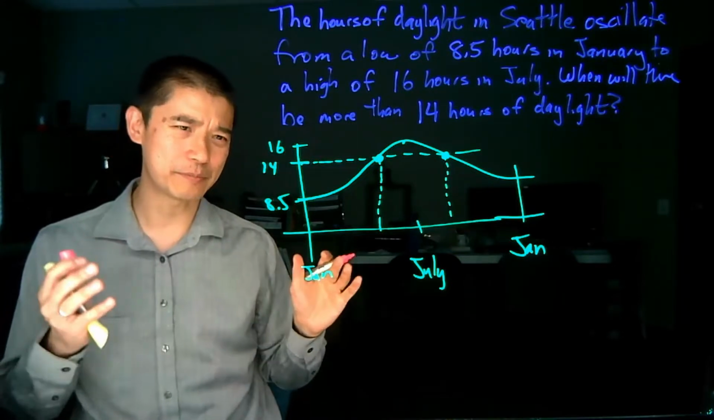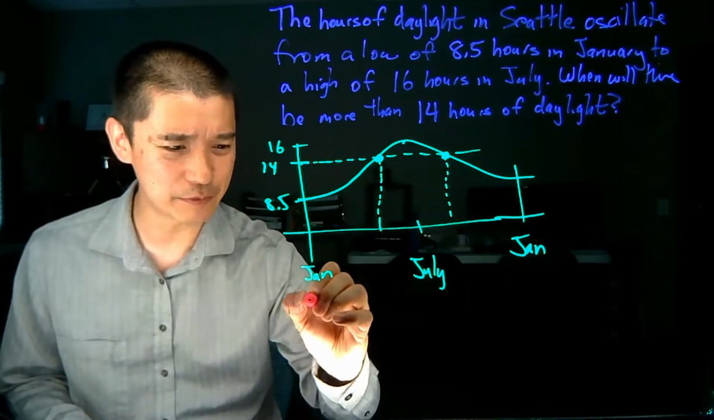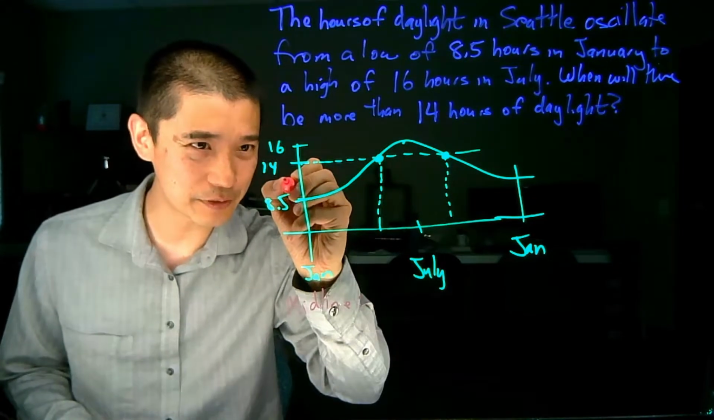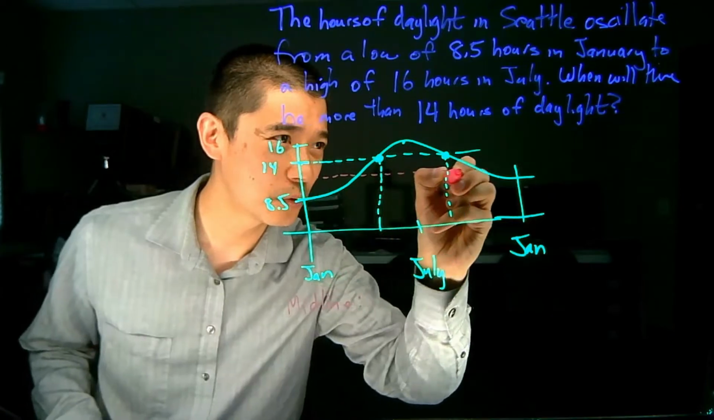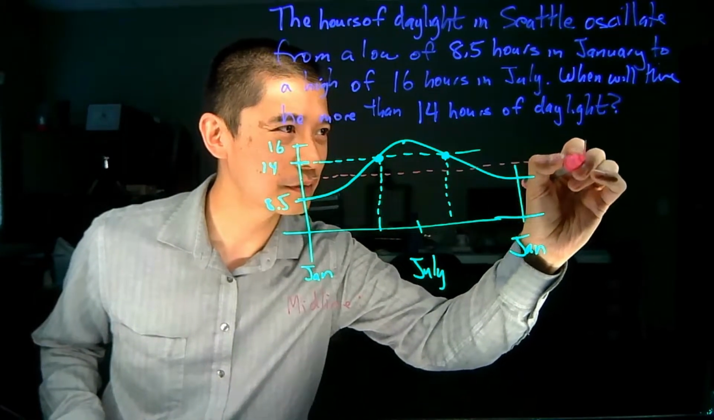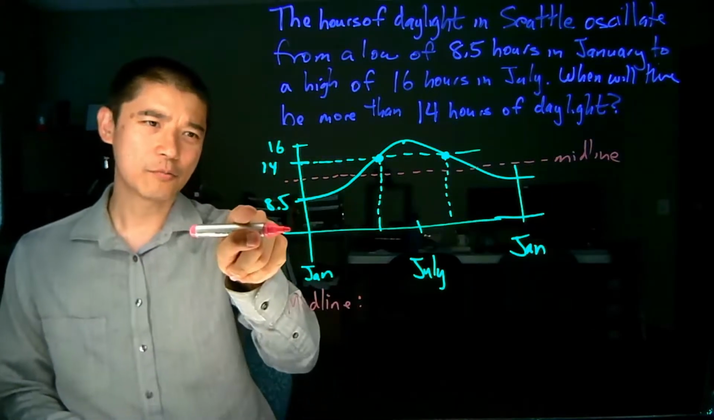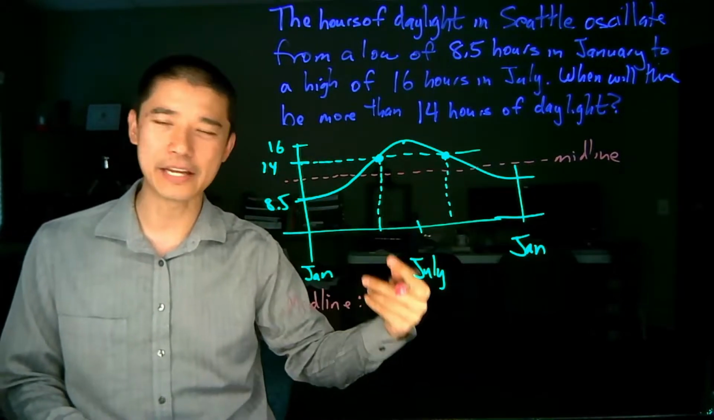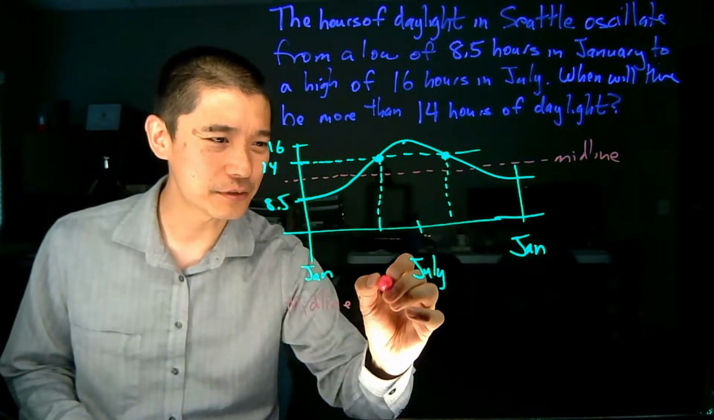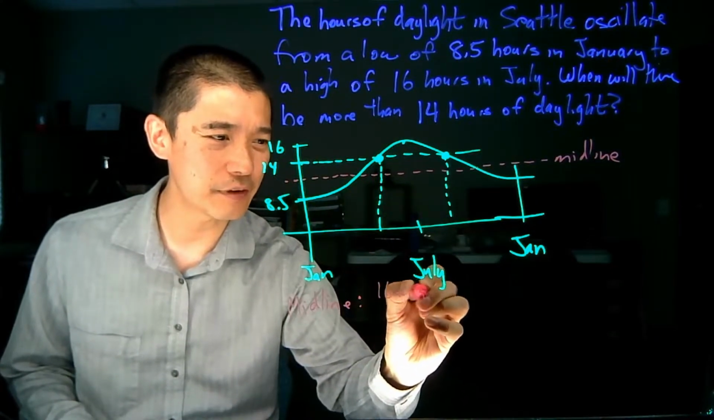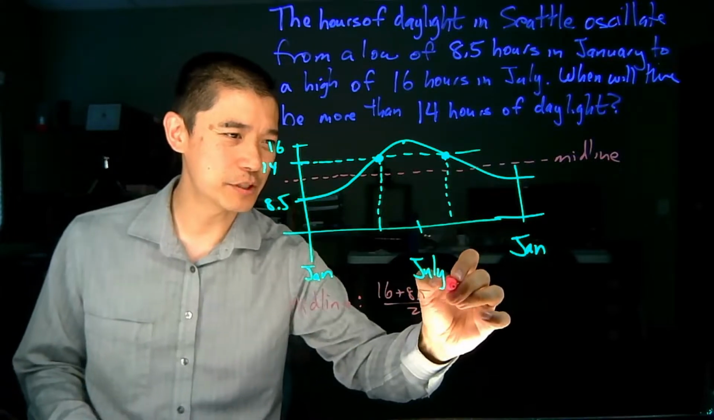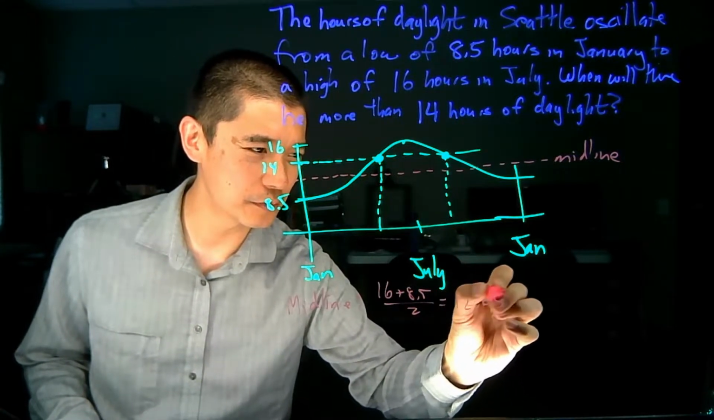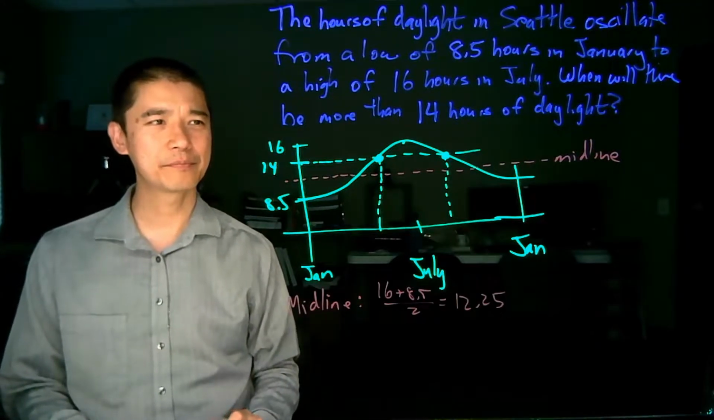We'll start off with some of the basic stuff first, which is find the midline, because we've done this before. We have some sort of sinusoidal function. We need to find the midline. We've got to figure out where this middle is. Well, to find the midpoint between two different numbers, you add them up and divide by 2. You take their average. So 16 plus 8.5 over 2, this is going to be 24.5 over 2, which turns out to be 12.25. So that's our midline.